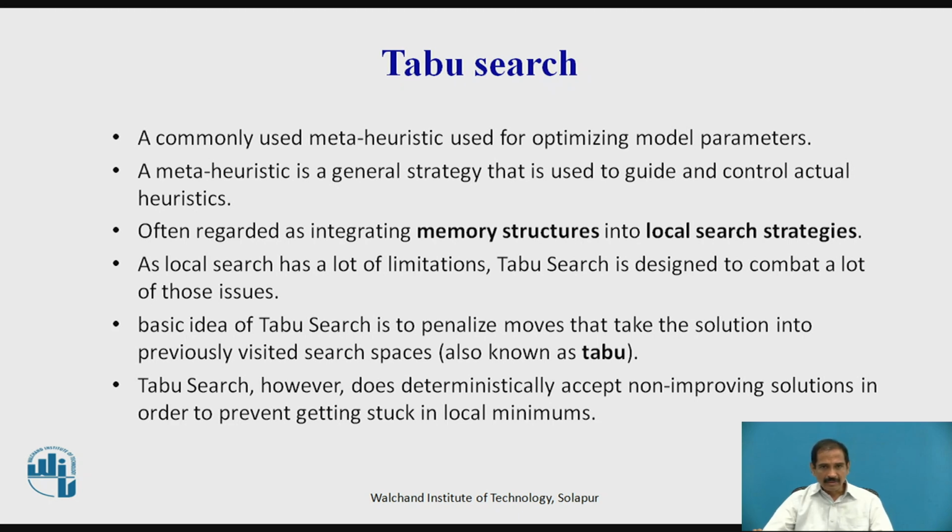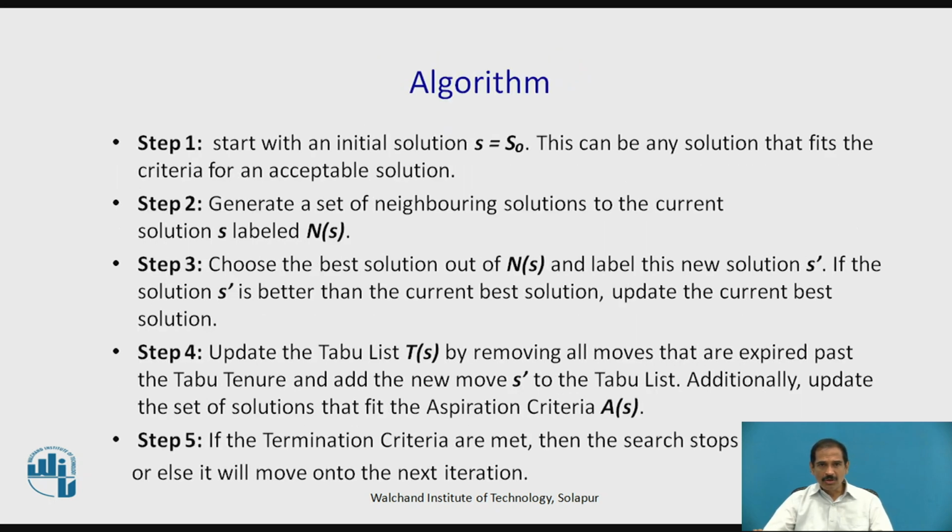Tabu search, however, deterministically accepts non-improving solutions in order to prevent getting stuck in local minima, and goes ahead to get your particular solutions. Therefore, Tabu search concentrates on the issue of visiting search spaces and getting the solution from them. We start with the initial solution. This can be any solution that fits the criteria for an acceptable solution.